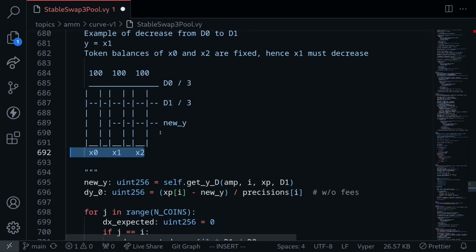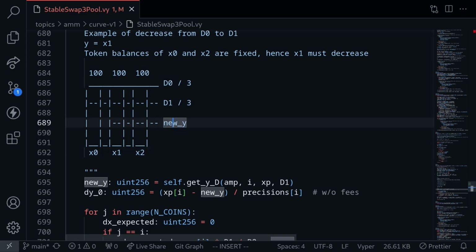However, inside this code, we're saying that we only want to remove one of the tokens. Let's say that the token that we want to remove is X1. So keeping the token balance for token X0 and token X2 the same at 100 and 100, we're going to remove only X1 until the new liquidity is D1. If we were to remove tokens in a balanced way, then the amount of tokens after removing will all be over here. However, since we're removing only one token and the rest will stay the same, this new Y, which represents the new token balance for X1, will be lower than D1 divided by 3. So keep this in mind as we go down further in the code.